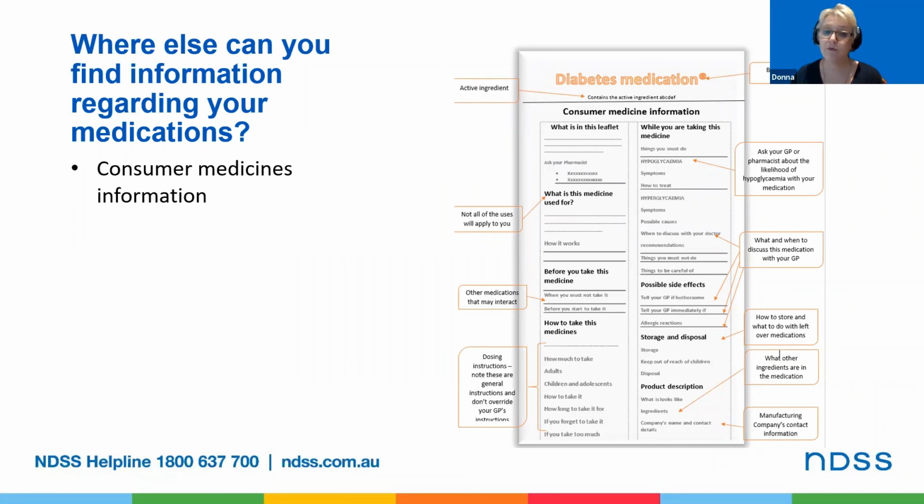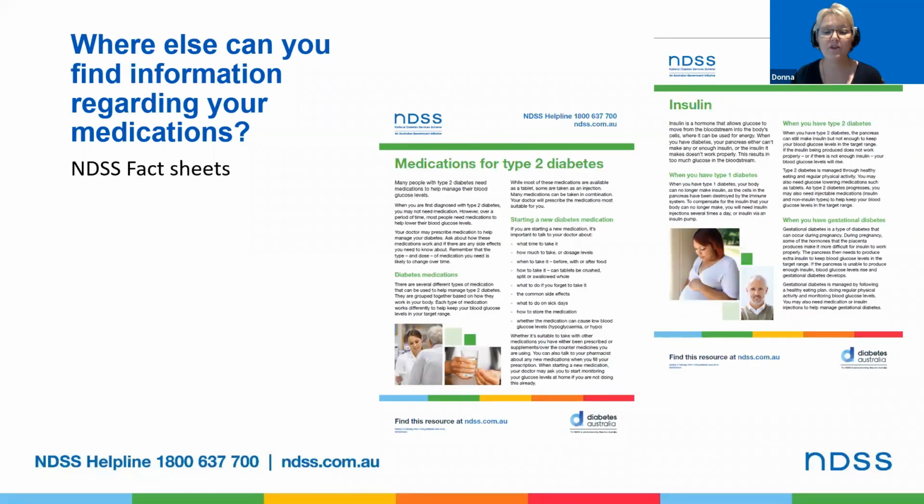Any things to look out for: storage and disposal information, possible side effects and when to seek help, what excipients or fillers are in the medication, and the manufacturer's details. Another source of information are fact sheets that are easily downloaded from the National Diabetes Services Scheme or NDSS website. These include medications for type 2 diabetes, a fact sheet on insulin, and a final fact sheet about concerns about starting insulin, which you may have living with type 2 diabetes.